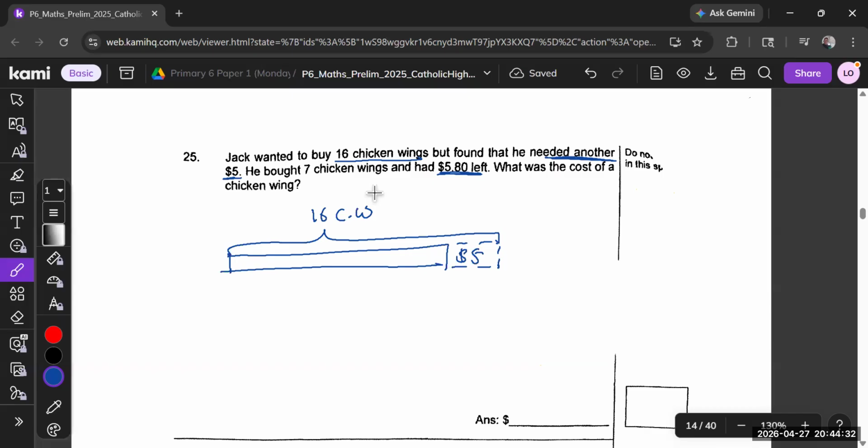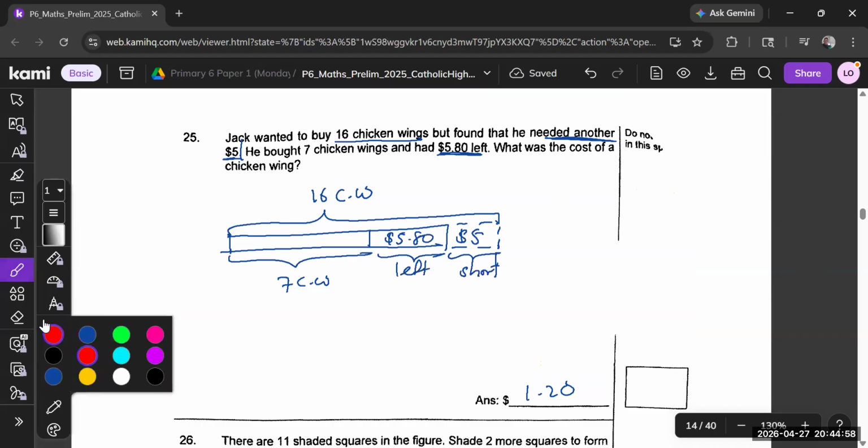What's the answer first? The answer is $1.20. Okay? Then you draw the next sentence. He bought 7 chicken wings. Cut and label 7 chicken wings. And then he got $5.80 left. This is the excess, this is the shortage. What is the cost of a chicken wing? If you can't fit the question mark, don't put it, and your model is done.